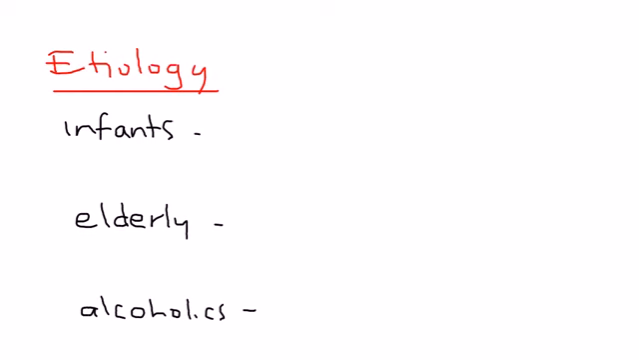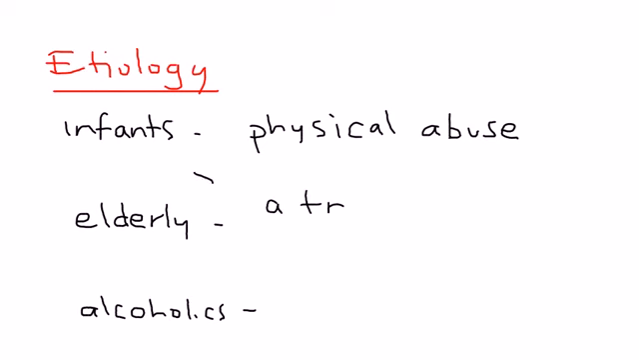So infants, unfortunately, one of the causes is physical abuse. It's quite tragic, and children can develop this, and this can be a consequence of basically the child being hit or maybe shaken very violently. Elderly actually develop this because as a person ages, especially above the age of 60, their brain starts to atrophy.